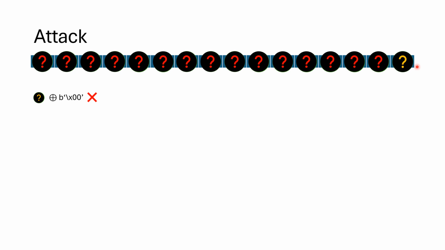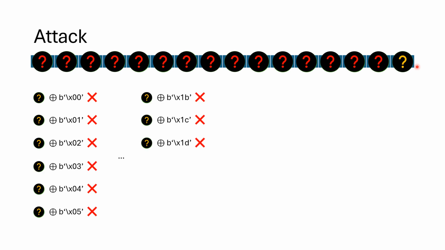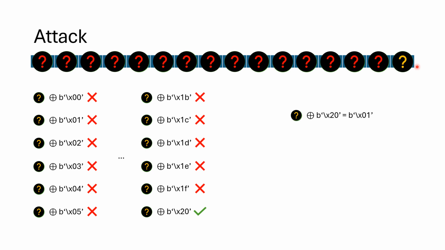So that means this will not work to unpad it correctly. What if we try XORing it with hex 01? This also fails, and we keep repeating it until eventually we get to hex 20, and we find that it does unpad correctly, which means that we can conclude that this last byte, when we XOR it with hex 20, we get a 1 byte padding.